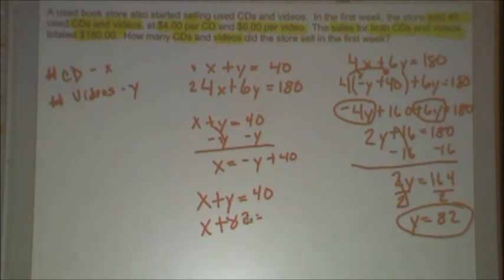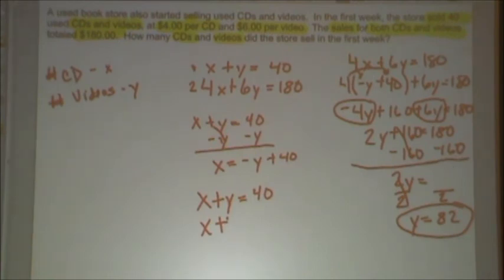Wait a minute, I made a mistake somewhere, guys. Oh, that was a 160. Sorry, guys. See what happens? I already realized I made a mistake because X plus 82 can't give me 40. That wouldn't be right. I'd end up with negative CDs, which I can't have. I made a mistake up here. I put plus 16. It should be minus 160, which gives me 20.